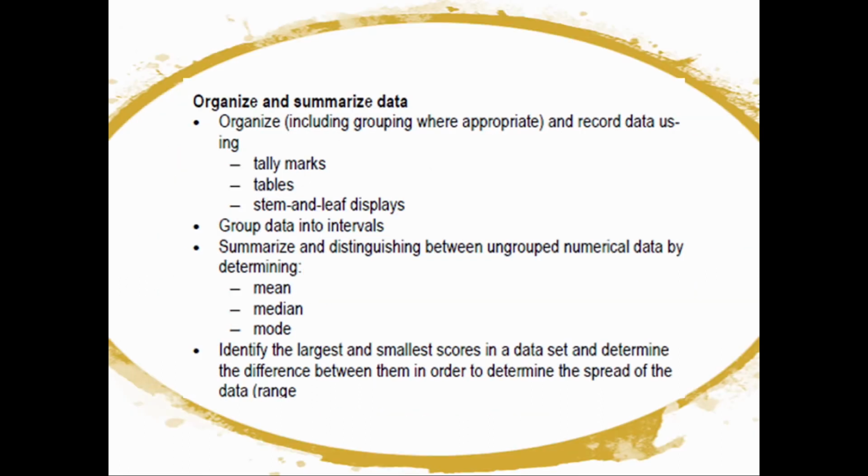In addition to tally marks and tables, Grade 7s must also use stem and leaf displays. They must be able to group data into intervals and summarize and distinguish between ungrouped numerical data by determining not only the mean and median, but also the mode. They will learn how to identify the largest and smallest scores in a data set and determine the difference between them to determine the spread or range of the data.